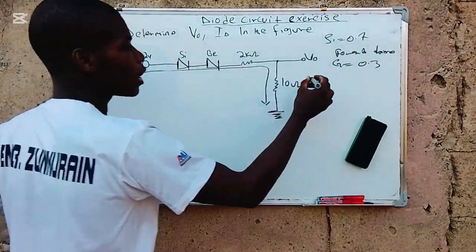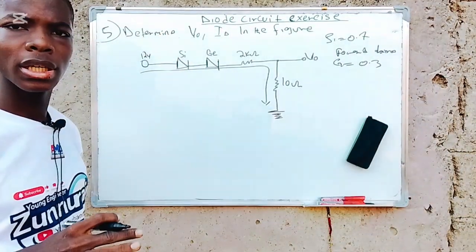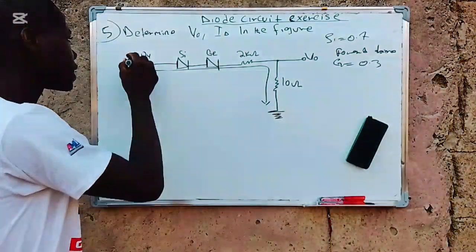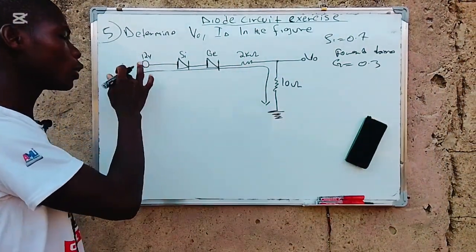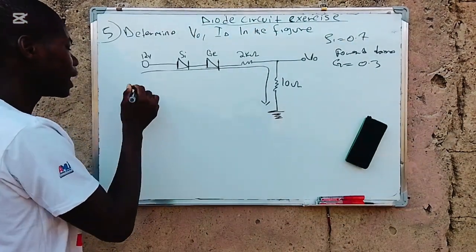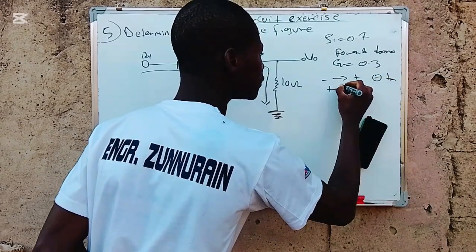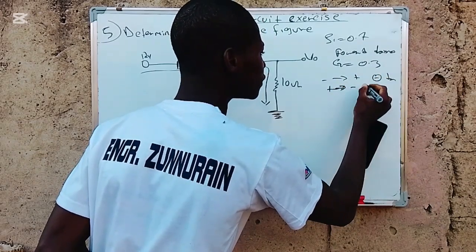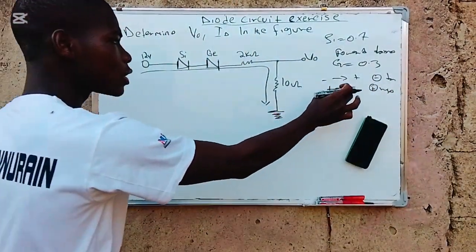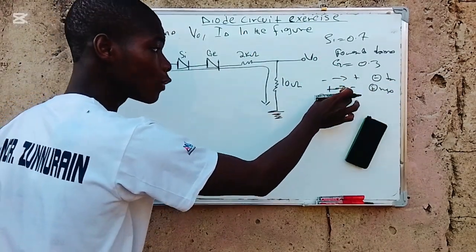So you have to take note that they didn't specify whether this is rising or dropping, because in the last question they specified this as positive. But we all know this is rising. So let's say negative to positive is dropping, and positive to negative is rising. So let's use positive to negative, because we all know it is positive.